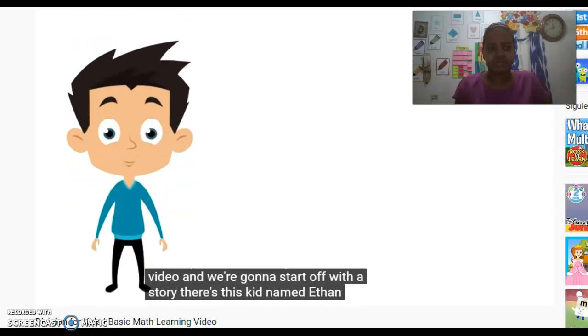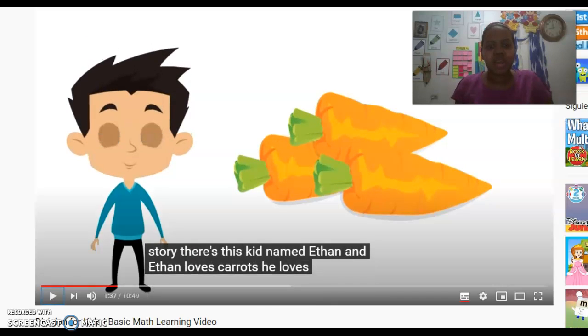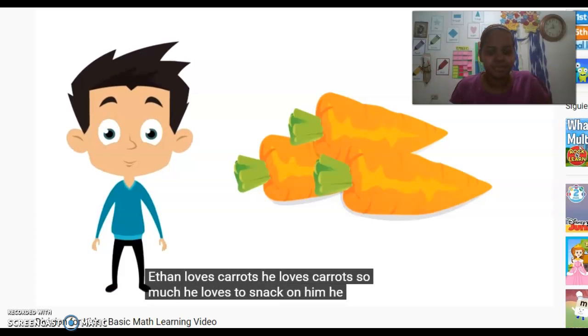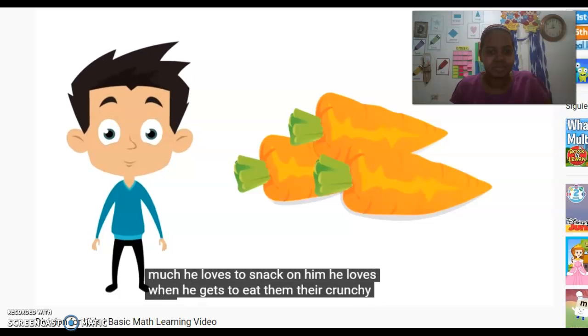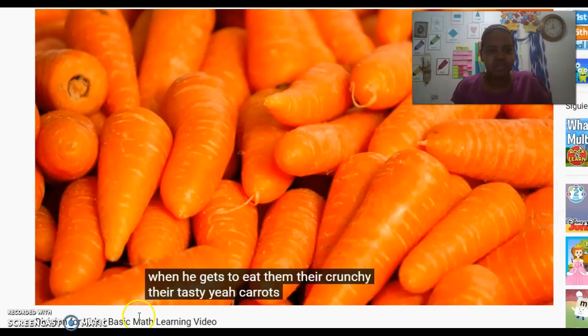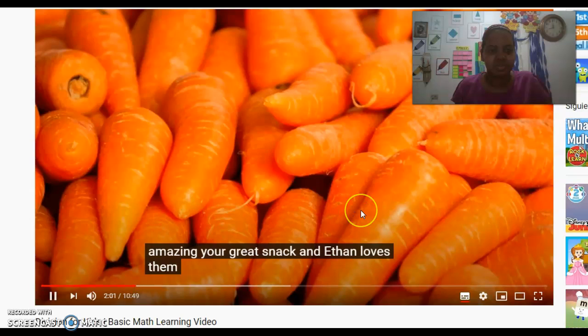There's this kid named Ethan, and Ethan loves carrots. So here we have Ethan. Ethan is a boy, and Ethan loves carrots. Loves carrots so much. He loves to snack on them. He loves when he gets to eat them. They're crunchy, they're tasty. Yeah, carrots are awesome. In fact, I'm literally eating a carrot.